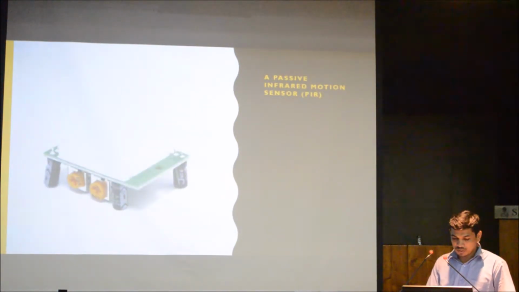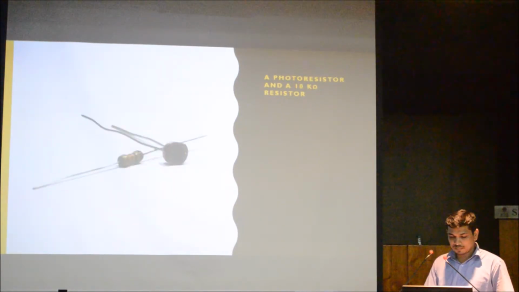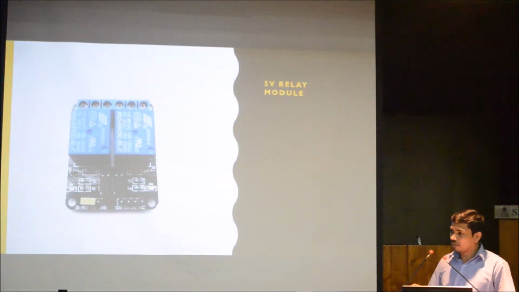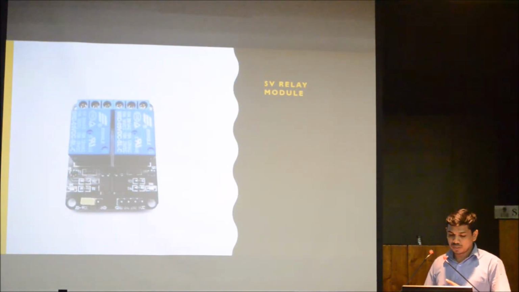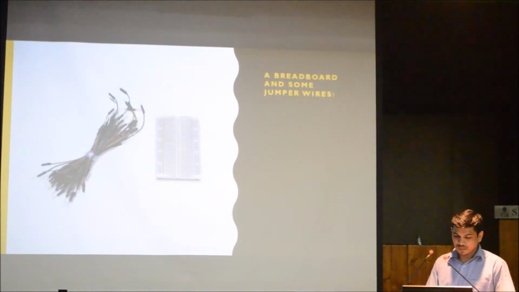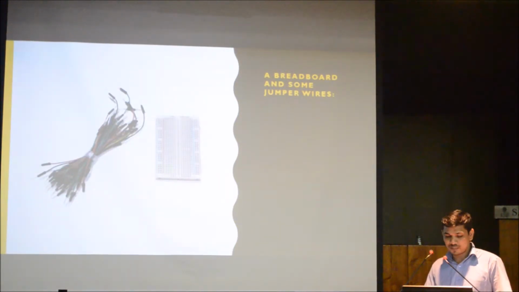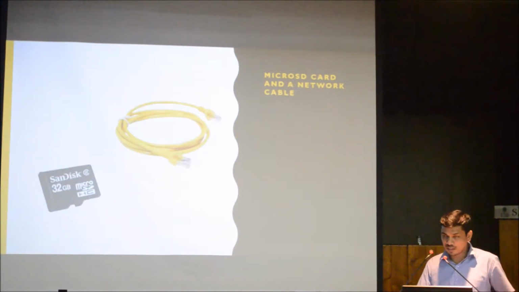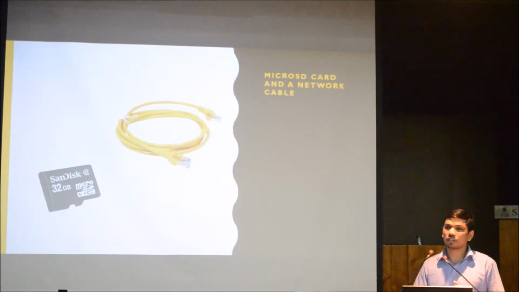In this project I am using a PIR sensor to detect motion and a photoresistor for directly controlling the electric switches. I am using a 5 volt relay module. This is a very essential part for IoT projects. Jumper wires and a breadboard, and to connect the board with the router I am using an Ethernet cable. Also, an SD card is very important to boot the operating system on the Galileo board.